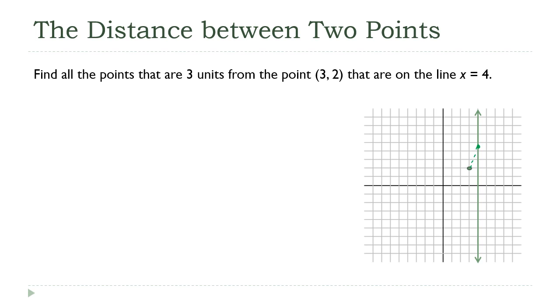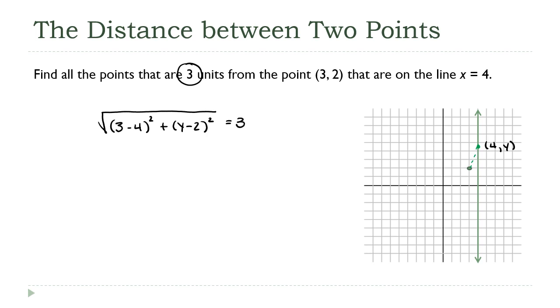Okay, so the first thing I'm going to say is, I don't know what the y coordinate of this point is. Because it's on that line x equals 4, I do know its x coordinate. So the coordinates of this point are 4 comma y. So all I really have to do is find the y value. So I'm going to take 4 comma y and 3 comma 2, and put those numbers into our distance formula. So it'll be 3 minus 4 squared plus y minus 2 squared. The square root of that whole thing is equal to the distance, and the question says that's 3 units.